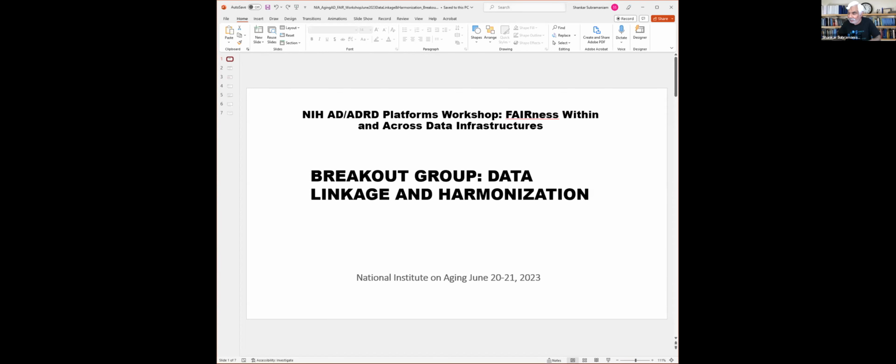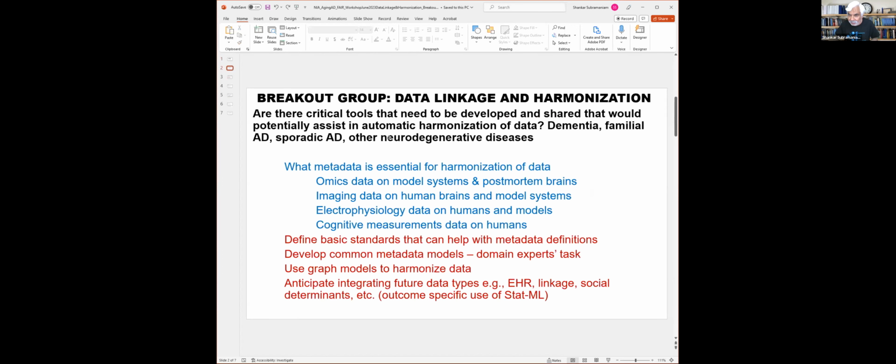So I first want to say that we had a fantastic group. They had super discussions, and I thank all of them. I'm just presenting it, and thank my scribe for taking notes. Here are the outcomes. So we said, are there critical tools needed to be developed? And the question that we posed was what metadata is essential for harmonization. We talked about different omics, different data types, omics data, imaging data, electrophysiology, for example.